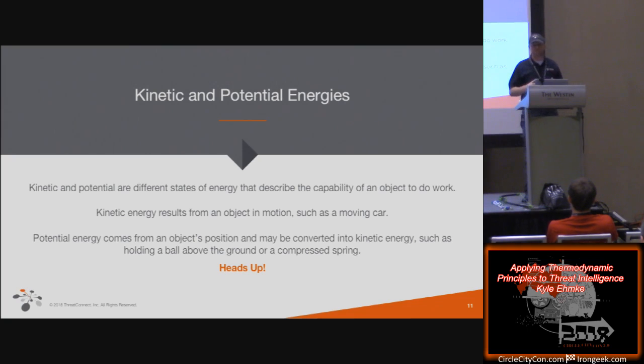So kinetic and potential energy. Kinetic and potential energy are different states of energy that describe the ability of an object to do work. Kinetic energy results from an object in motion, such as a moving car. Potential energy comes from an object's position and might be converted to kinetic energy, like holding a ball above the ground or a compressed spring. All variety of scientists, from chemists to physicists to engineers, measure these energies to better understand how objects are acting or will act within a given situation or system.